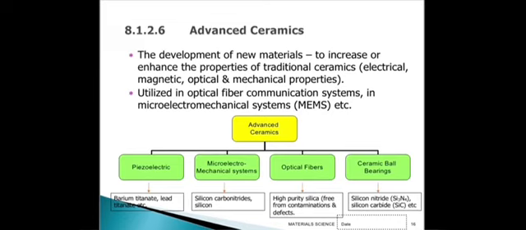So for advanced ceramics, we have 4 different types. The first one is piezoelectric, which uses barium titanate and lead titanate. Second is microelectromechanical system that uses silicon carbon nitride and silicon. Next, for the optical fibers, it uses high purity silica that is free from contaminations and defects. And the last one is ceramic ball bearings, which use silicon nitride and silicon carbide.